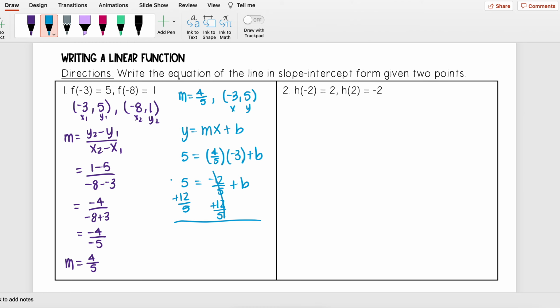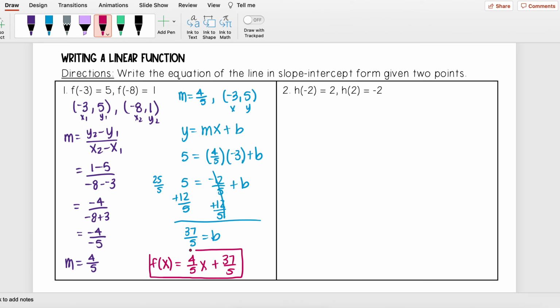And so 5, this is really the same thing as 25/5. So you notice I'm going to get a common denominator. And then when I add these, I get 37/5. And so the answer you should have gotten for this one, I'm going to go ahead and put this as f of x since it's in function notation, is equal to 4/5 x plus 37/5.